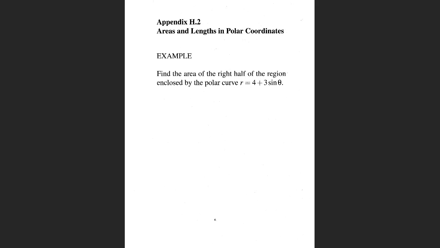Okay, so section H. We learned in section H.1 about polar coordinates and polar graphs, and we can use Desmos to graph polar graphs. You familiarized yourself with polar coordinates in section H.1. In section H.2, we're going to deal with finding areas in polar coordinates.